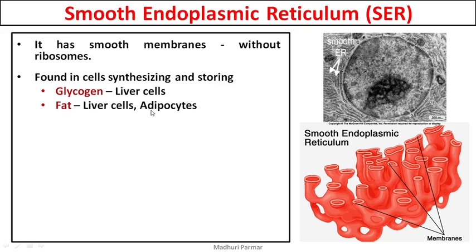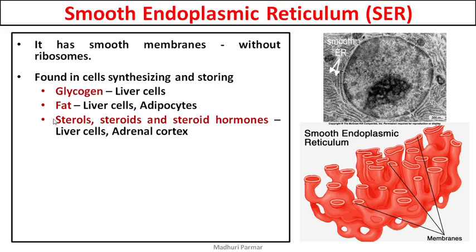Adipocytes, which again store a lot of lipids, have smooth endoplasmic reticulum doing the function. Sterols, steroids, and steroid hormones are all synthesized and stored by the smooth endoplasmic reticulum in hepatocytes and adrenal cortex. Adrenal glands, which you find above your kidneys.